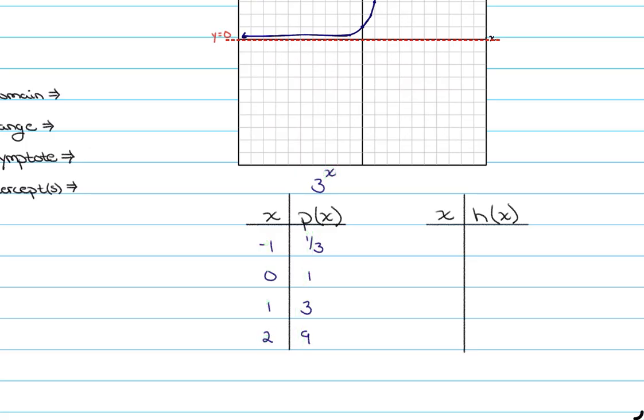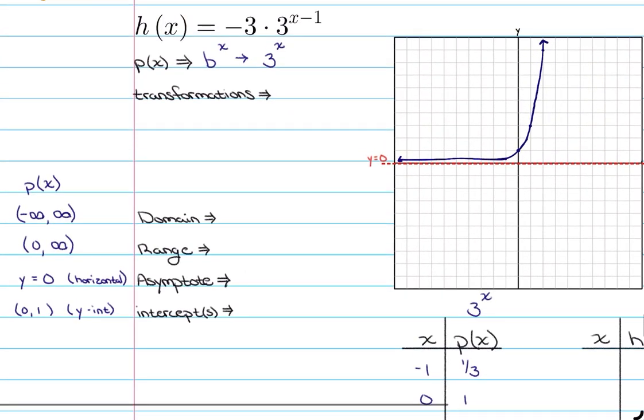So we're going to talk through our transformations first, like we did last time. The first thing that I come across is a negative sign. That is acting upon the entire exponential parent function. So that means it is going to be a vertical reflection.